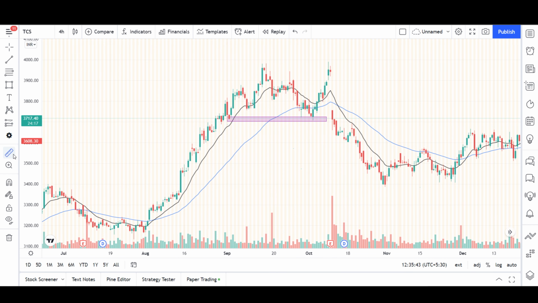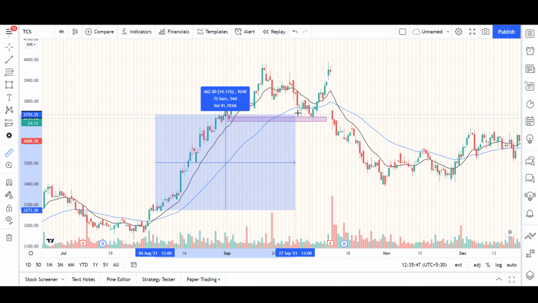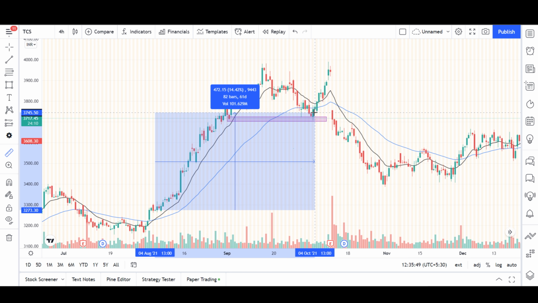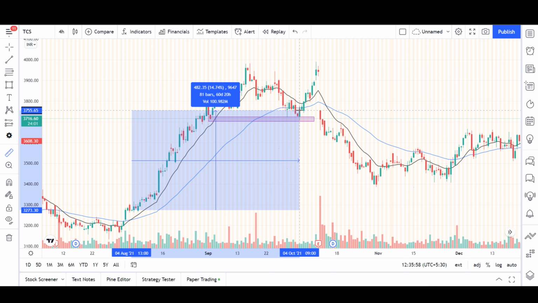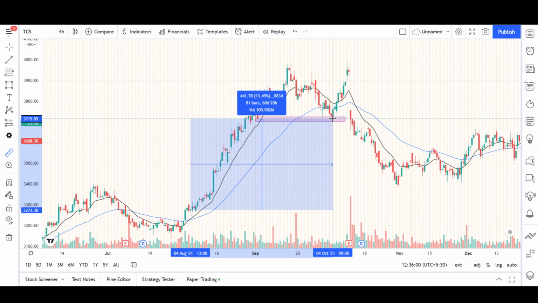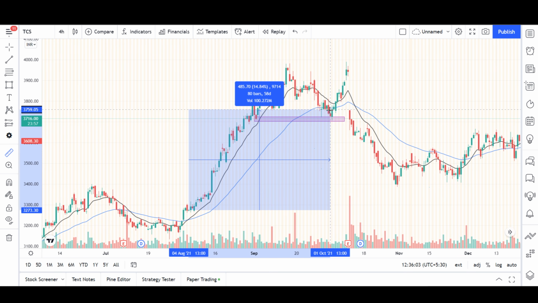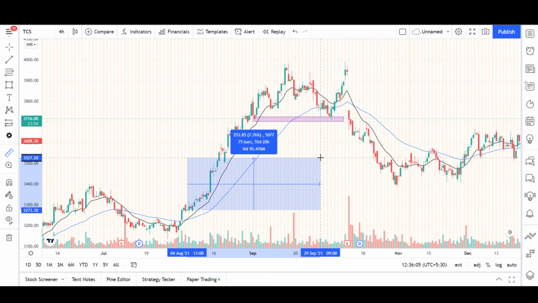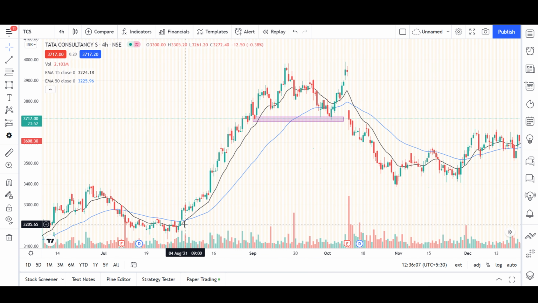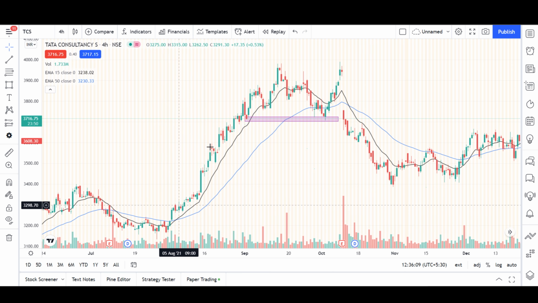And let's assume we entered somewhere here, with a target of around 15%, from August to October. That is a pretty good swing trade for a safe trader. TCS is a pretty safe stock, and in TCS, a 15% target is a very good target. So this is how you can enter and exit, how you can take bullish long trades using this simple 15 and 50 EMA strategy.